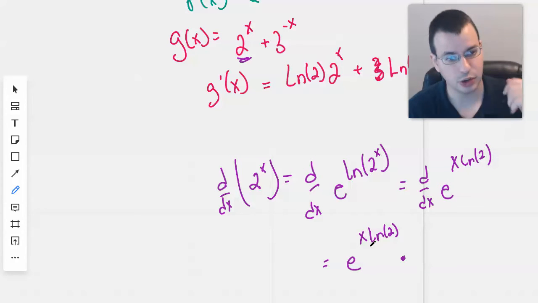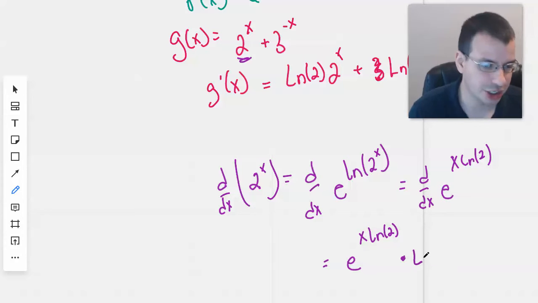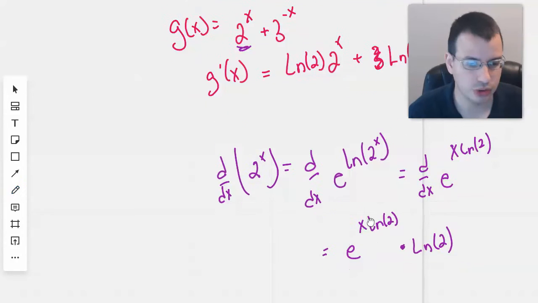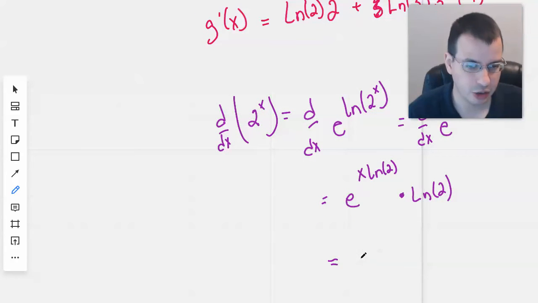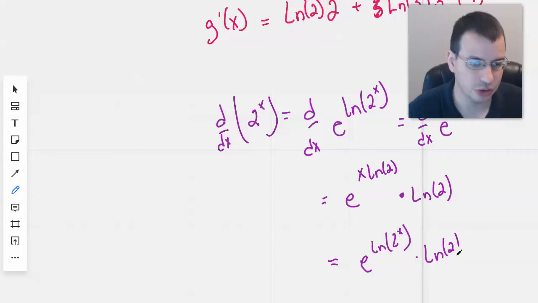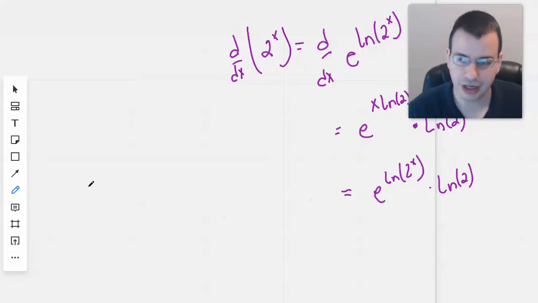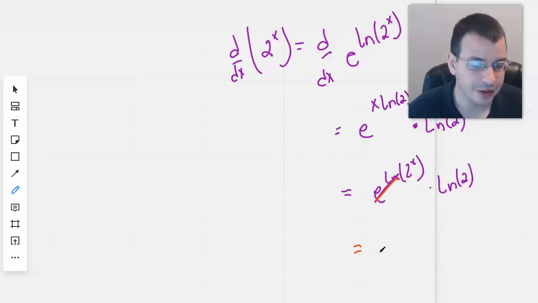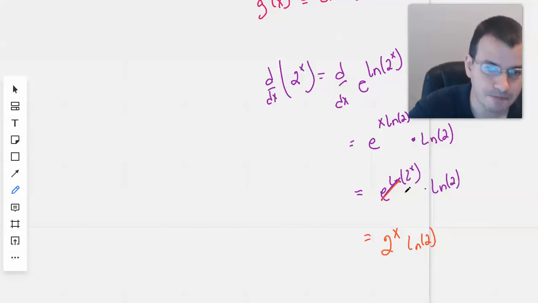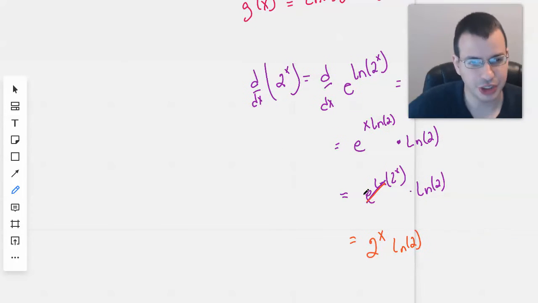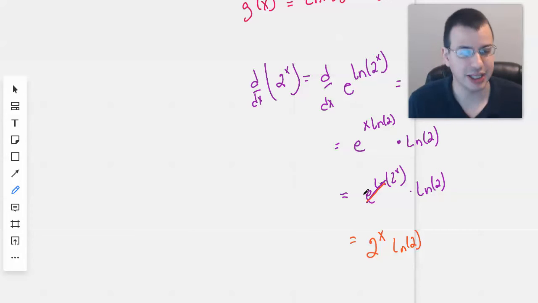Derivative of x is 1, and natural log of 2 is just a constant, so we're left with natural log of 2. Then we rearrange things again. We get e to the natural log of 2 to the x times natural log of 2. The natural logs cancel. I wanted orange. I'll draw another line. There we go. And we're left with 2 to the x natural log of 2. And your question is, wow, do I have to, should I derive it or should I just memorize that that's the case?